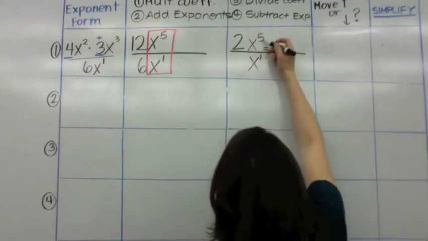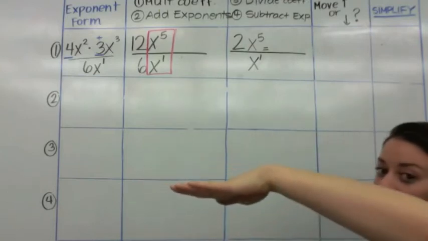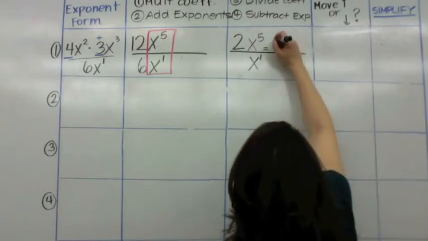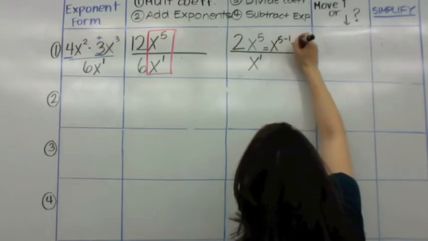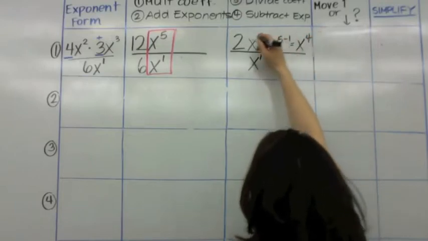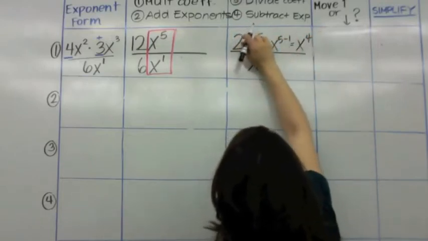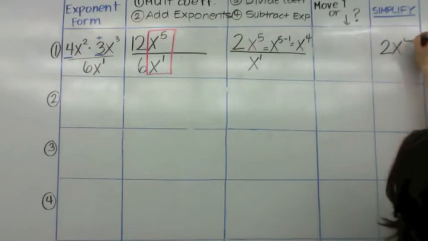So x to the power of 5 divided by x to the power of 1. When you divide exponents, you have to subtract. So you're going to say this is the same as x to the power of 5 minus 1, which is what? X to the power of 4. So remember, you're going to keep this coefficient, and the answer will be 2x to the power of 4.